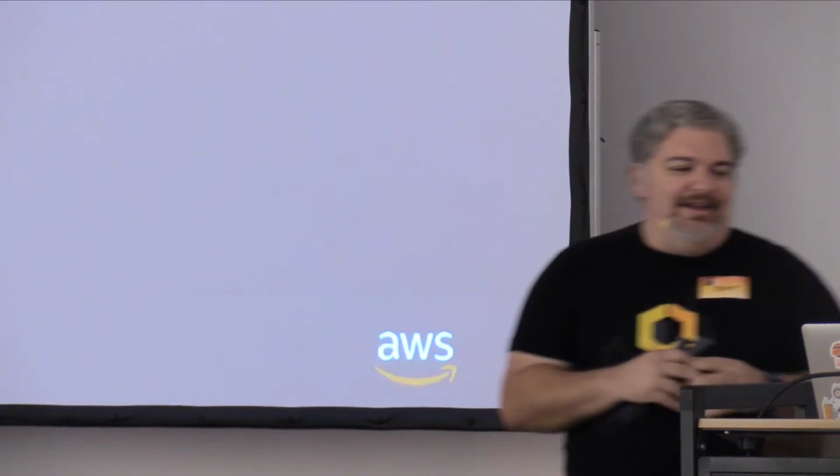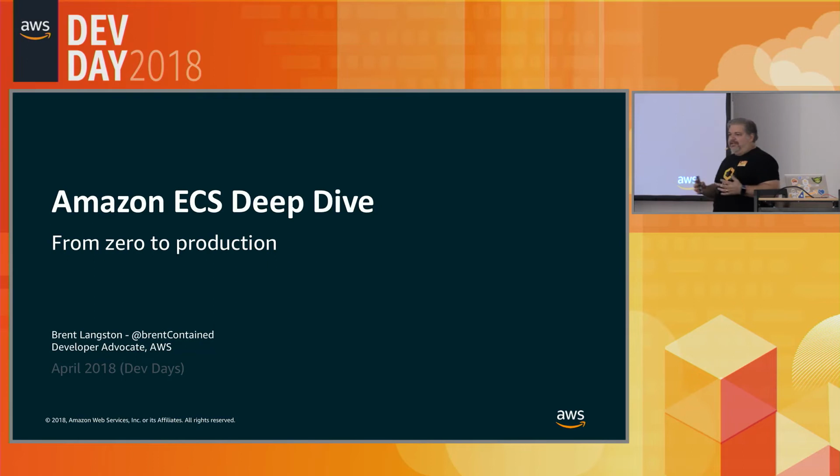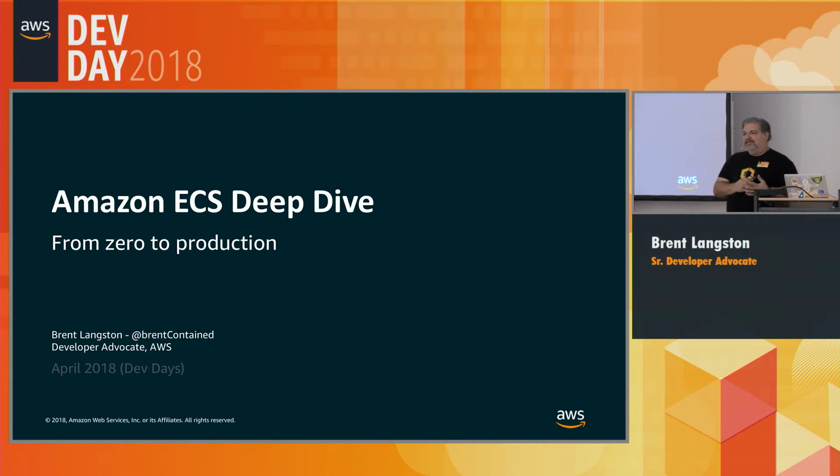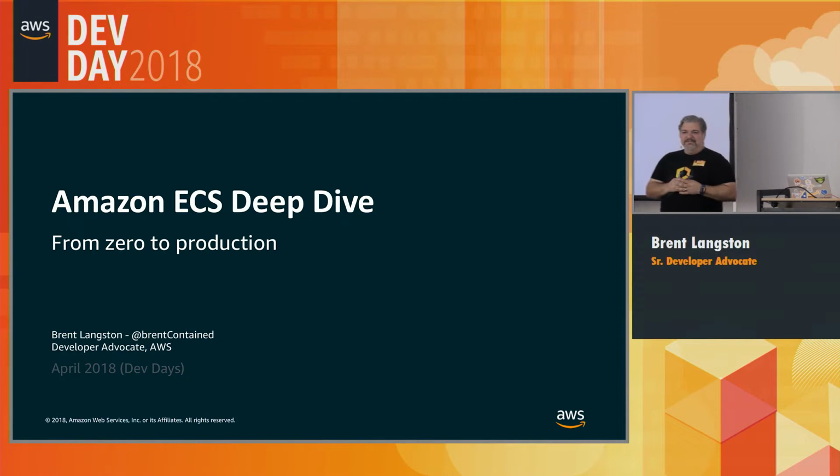I am Brent Langston. I have to look at the slide to remember what my name is. I work on the containers team for AWS. So my job is developer advocate. And that means I go around and I talk to startups, I talk to large enterprises, I talk to developers, and find out how are they using containers, what are their pain points, what can we do to make their life easier. I especially identify with developers because, well, I've been one.